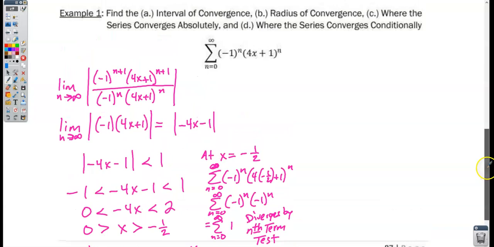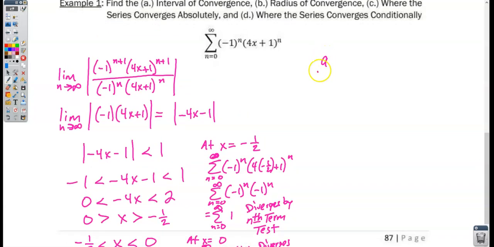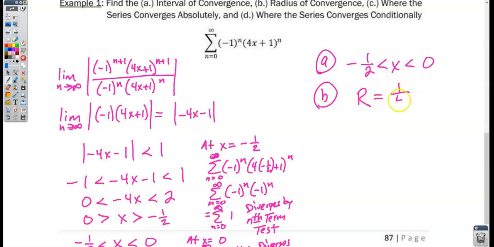All right, so let's start answering our questions. The interval of convergence is exactly what we found here. We tested the endpoints; we didn't need to include either endpoint. The radius of convergence is half of the length of this interval. This interval is 1/2 unit wide, so the radius of convergence here is 1/4.